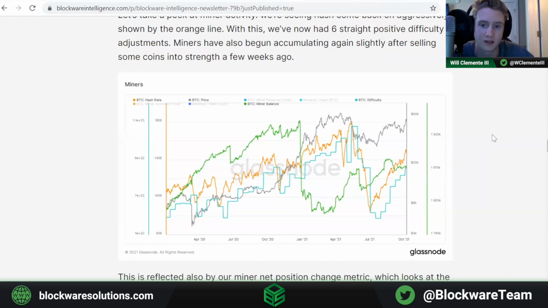And so the fact that we've had 6 straight positive difficulty adjustments is just another way to illustrate how aggressively hash is coming back online. Here at Blockware, we're bullish on hash as it continues to come back online after the great miner migration.